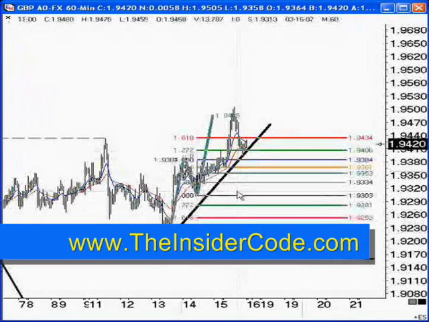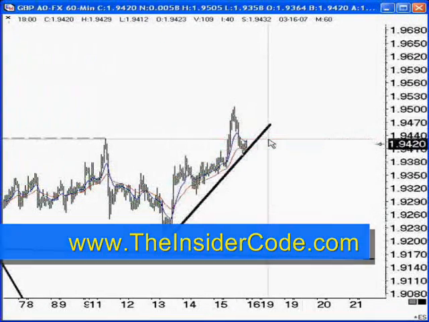Here's an example of that. This retracement here, I'm going to watch for Fibonacci extensions. 127.2, 161.8. You can see the market blew through both of those. Delete those off.